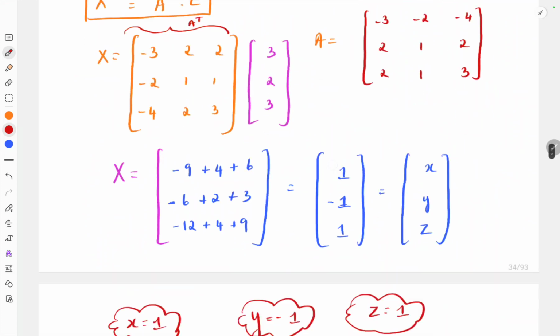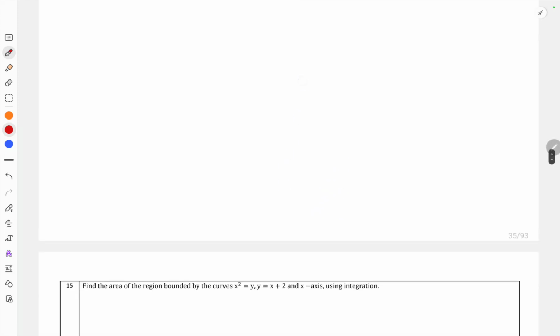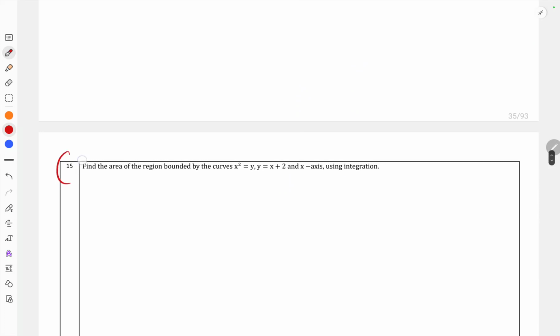So from this we are completed with this chapter, determinants. In the next class we can start integration, application of integrals, starting from question number 15.